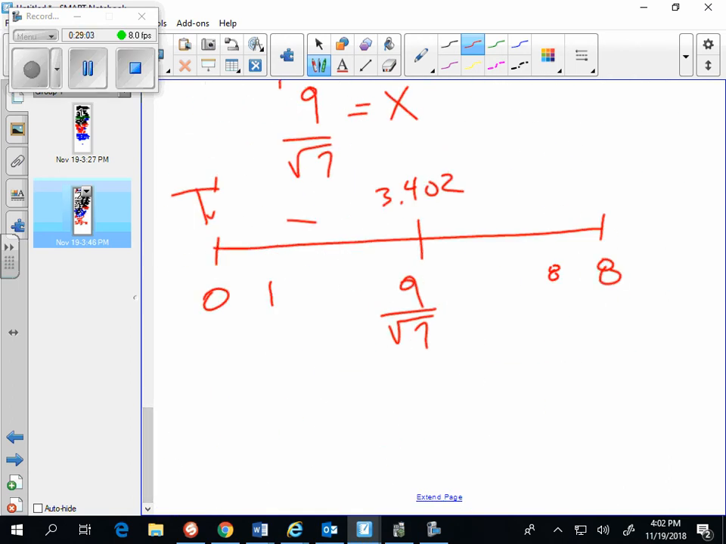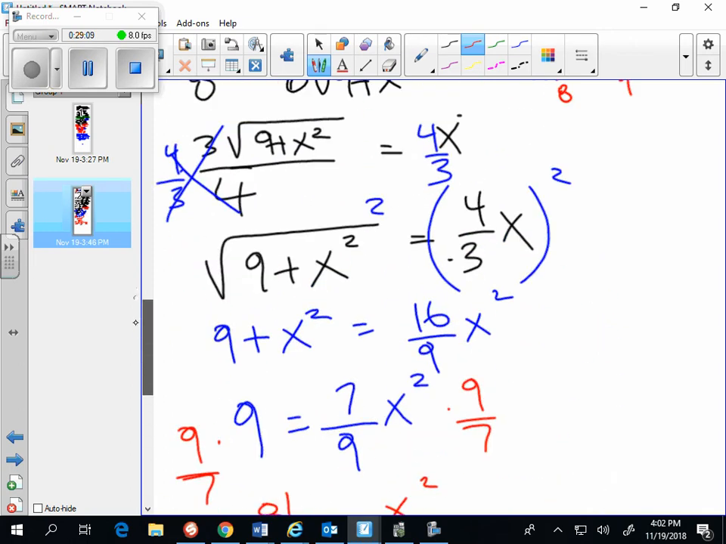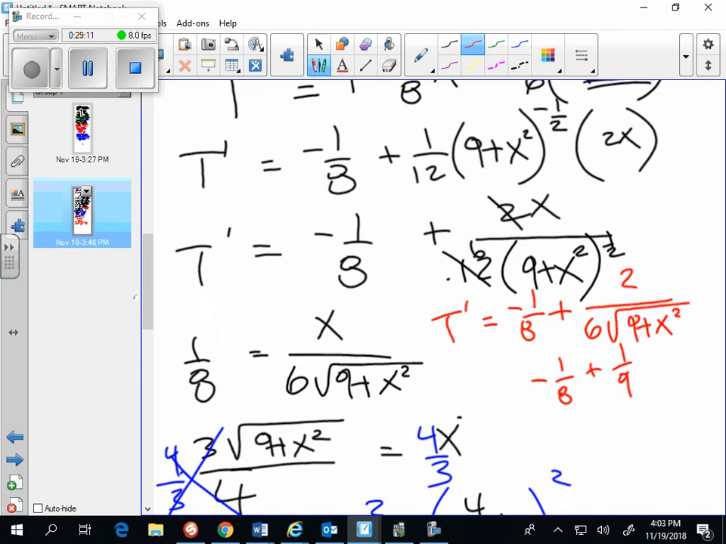So minus. And then I want to put in something on the right-hand side of 9 over square root of 7. So we'll go back to T prime, and we'll say, what can we plug in that makes sense here? I like 4. 4 is bigger than 3.402. So 4 squared is 16. 16 plus 9 is 25. Square root of 25 is 5. 5 times 6 is 30. So I've got a 30 on the bottom.